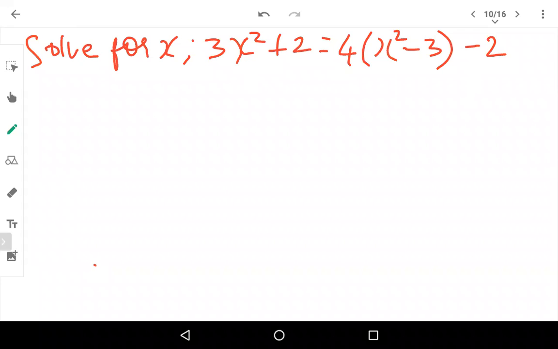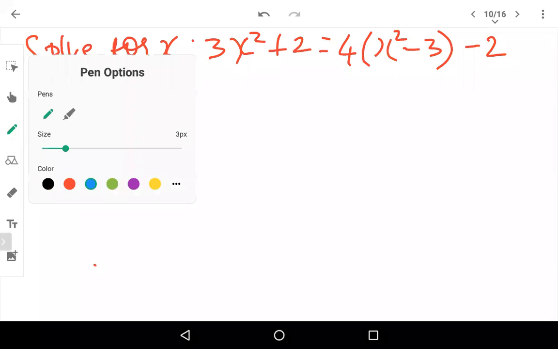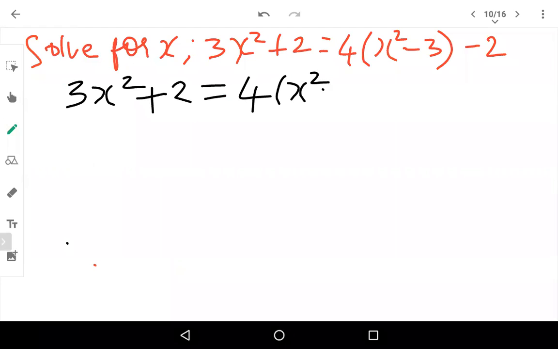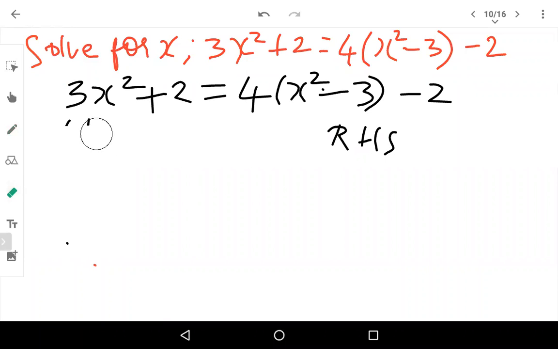Okay, so let us solve this quickly then. Since everyone has already solved it, we'll be able to solve it very quickly. Let us write down the question once again. 3x square plus 2 is equal to 4 into x square minus 3 minus 2. So this is our LHS and this is our RHS, the left hand side and right hand side of the equation.